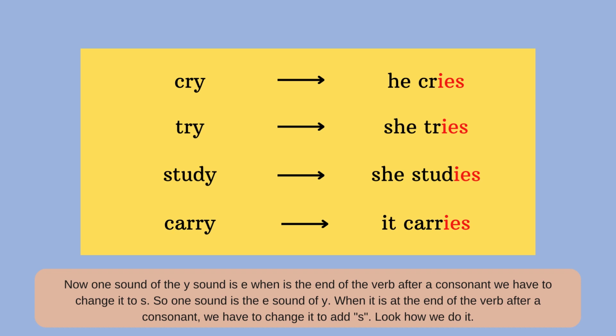Now, one sound of the Y sound is E. When Y is at the end of the verb after a consonant, we have to change it and add S. Look how we do it.